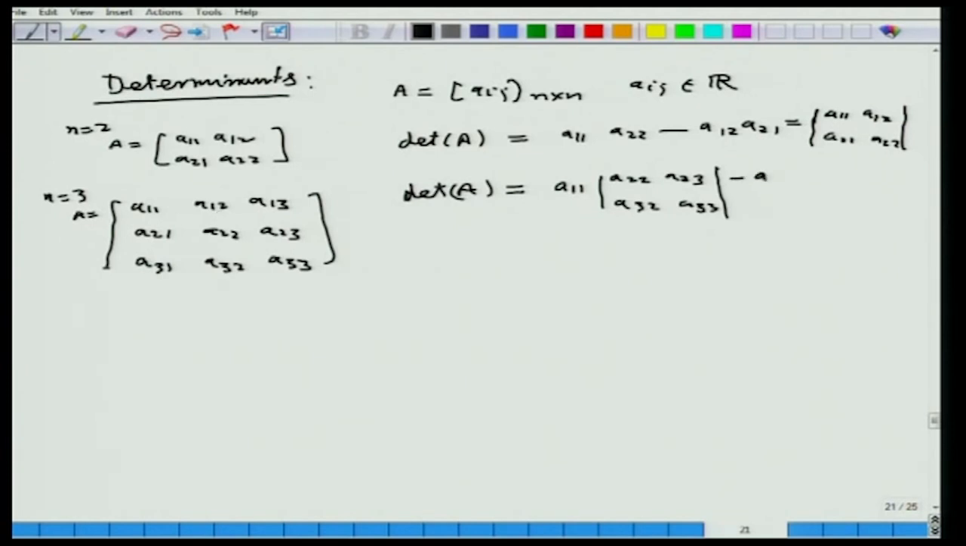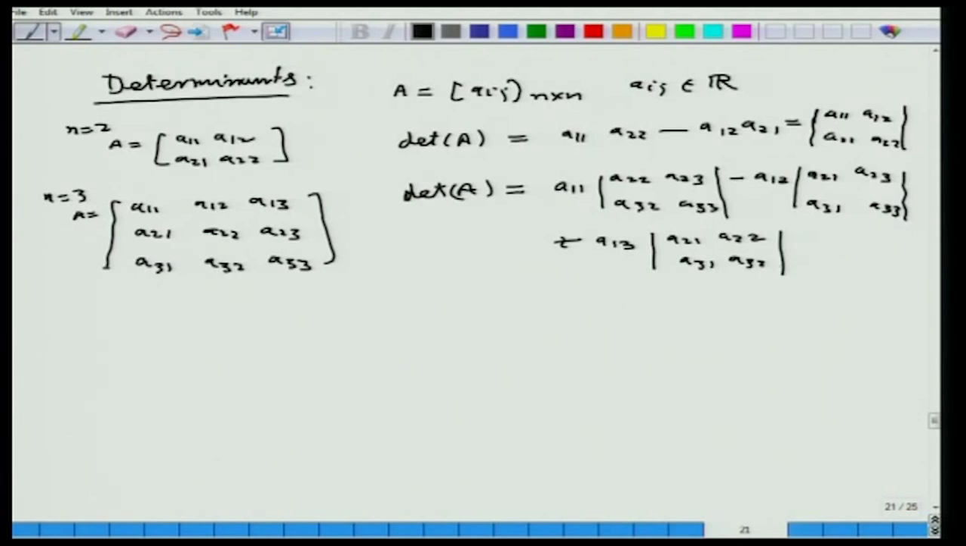So, minus a12, and then crossing out this row and this column, we are left with those entries. Put those entries here, a21, a23 and a31, a33. Then plus, because now 1 plus 3 is 4. So, we get plus sign here, a13, and then crossing out this row and this column, we have a21, a22, a31, a32. So, like this we extend.